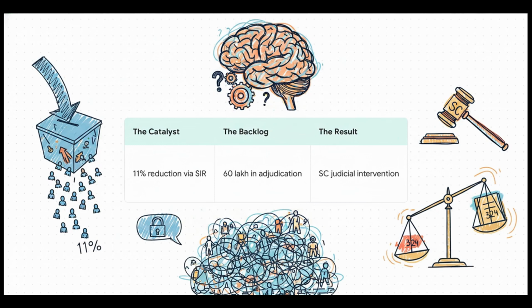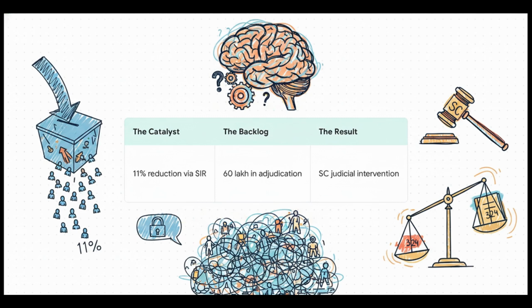So, what exactly went wrong? Well, the core of the controversy stems from a special intensive revision, or SIR, of the electoral rolls. This revision wiped out a staggering 11% of the electorate almost overnight, dropping the voter base from 7.66 crore down to 6.26 crore voters. Imagine the administrative chaos. This created a massive backlog of around 60 lakh names that were suddenly placed in this ambiguous adjudication status. The result? A severe systemic trust deficit between the state government and the Election Commission.